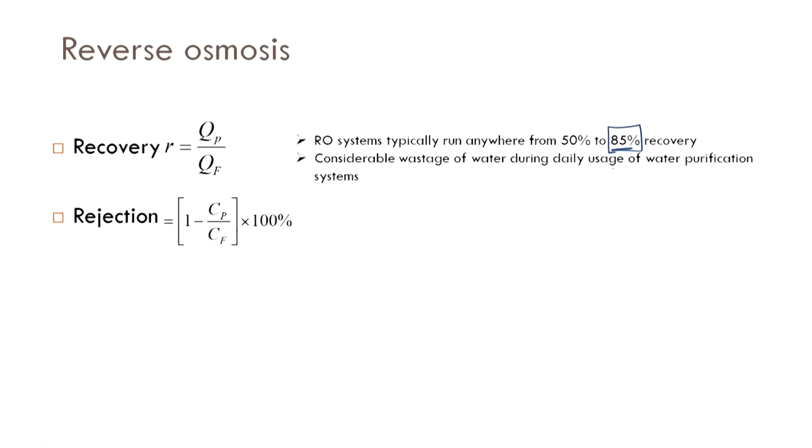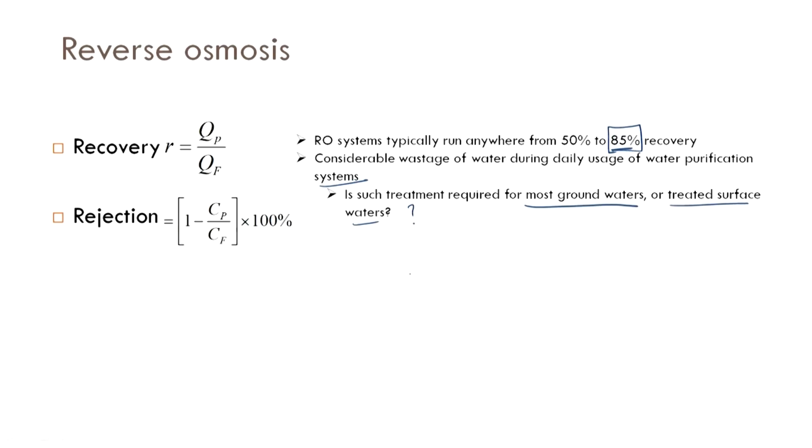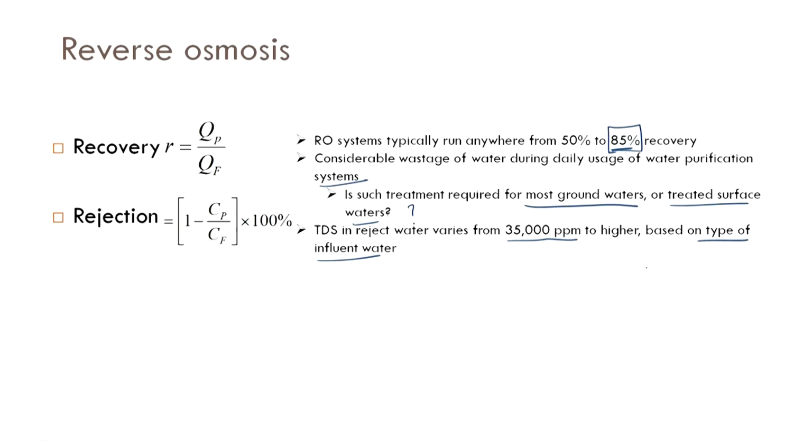Considerable wastage of water during daily usage of water purification systems in your homes, because it bleeds a lot. You see the bleed pipe and the water that you are going to reject, I guess. And as we discussed earlier, for most of our ground waters, or even for treated surface waters, do you need to remove your dissolved solids, and is that an issue? Because TDS in the reject waters is 35,000 ppm or higher based on the type of influent water. But let us say if your influent water TDS is less, obviously your reject will not have such a high salt concentration.